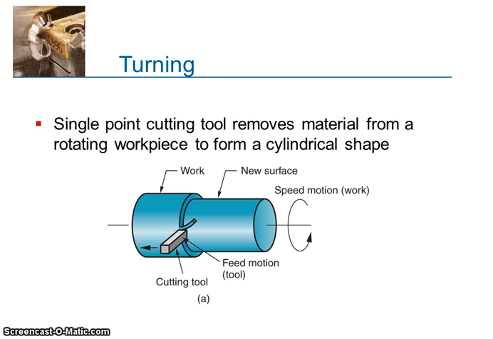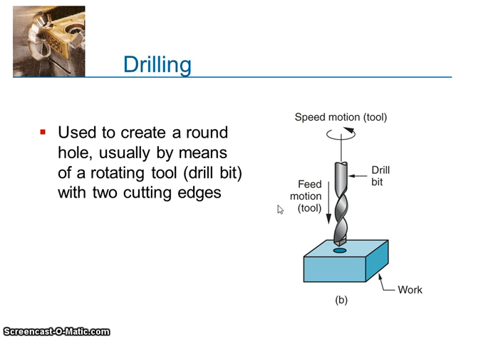In turning, a single point cutting tool removes material from the rotating workpiece to form a cylindrical shape. I think, as part of your workshop practice, you have already done the turning operation. Now we'll see what is drilling. Drilling is used to create a round hole by means of a rotating tool, which is also called a drill bit. This drill bit has two cutting edges.